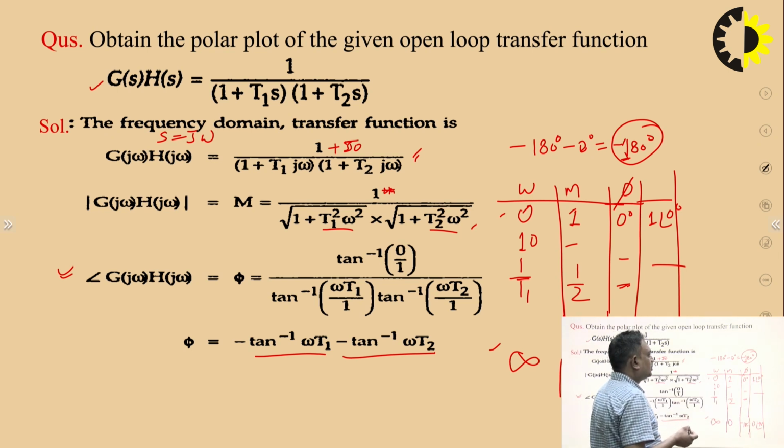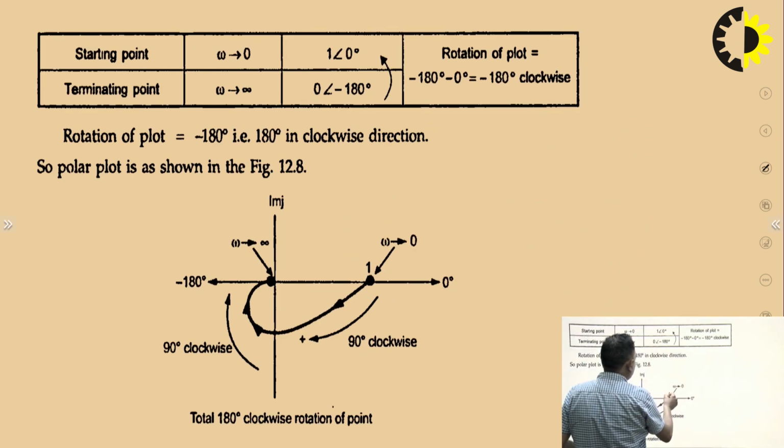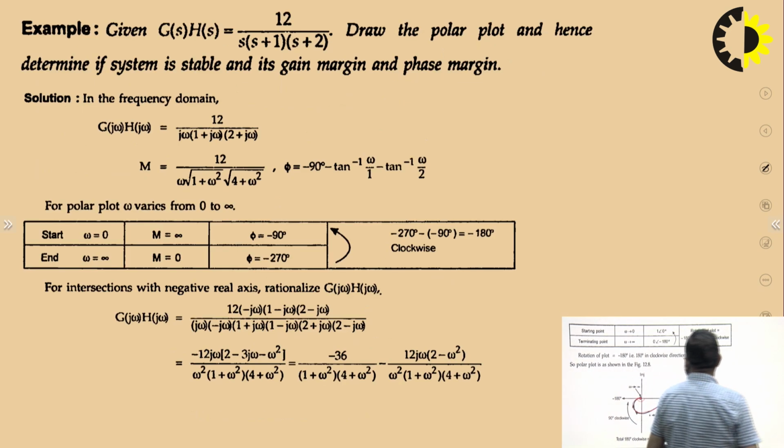Okay, so can we plot it now? You can see this. This is 1 angle 0. Let's say this point is 1 angle 0 degree, and this is 0 angle minus 180 degree. Because the magnitude is 0, this point is there. But we have to move minus 180 degree in the clockwise direction. So from this point to this point, the angle subtended will be minus 180 degree. So that's why this plot is somewhat like this. You can see the polar plot given in this figure.